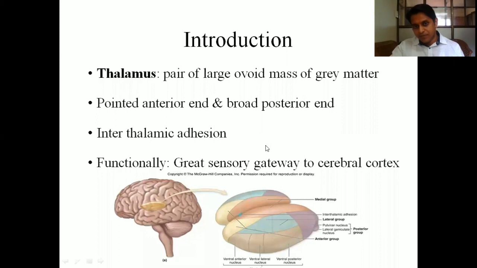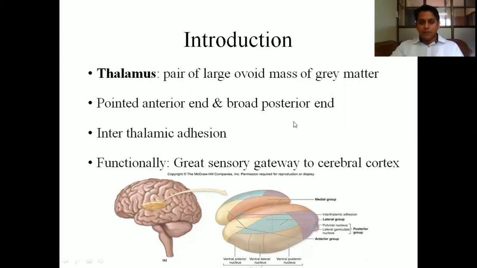I said before, all the sensory pathways going towards the cerebral cortex relay at the thalamus, except. So can anyone tell me which pathway does not relay at the thalamus, but directly goes to the cerebral cortex? You have your comment box, in the chat box, you can write about the pathway. Fantastic. It's the olfactory pathway which does not relay at the thalamus, but directly goes towards the cerebral cortex. Yes, I am finding very good.